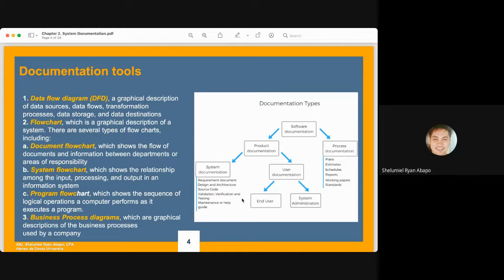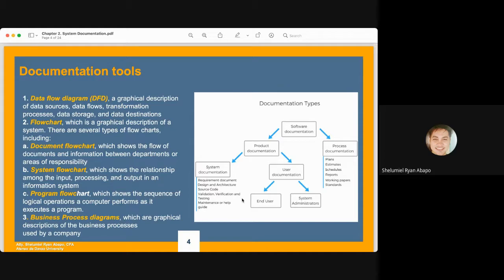So the maintenance or help guide will allow the business owner or programmer to check this one and understand how to respond to these errors. Another part of the product documentation would be the user documentation. And this user documentation will be divided into two types. The end users, this is the documentation intended for the users generally.